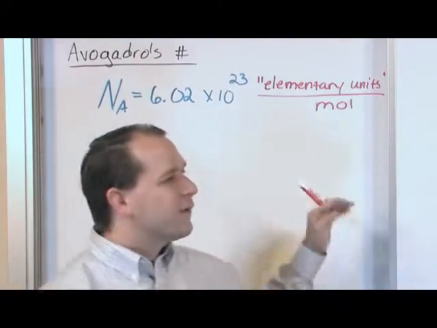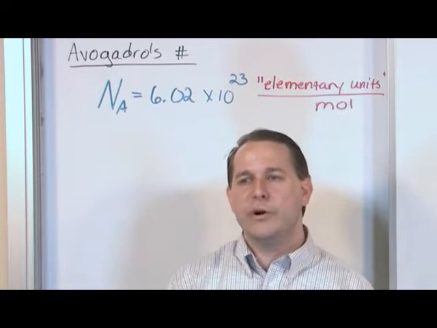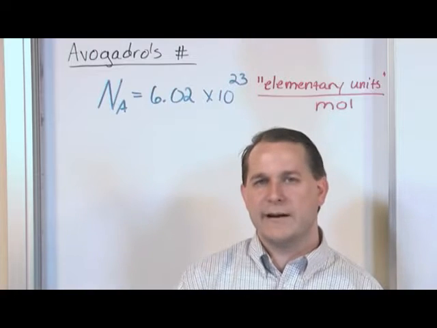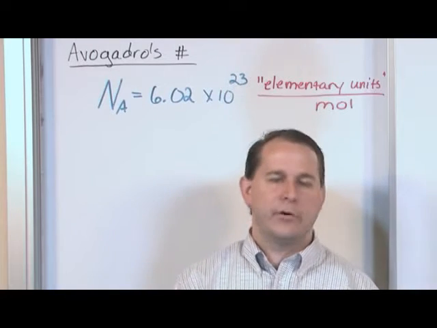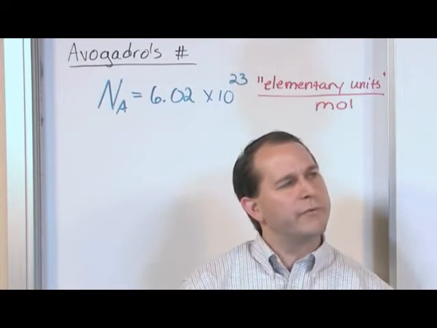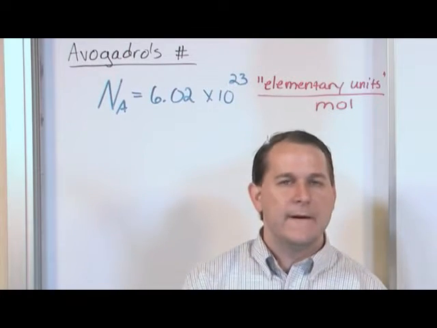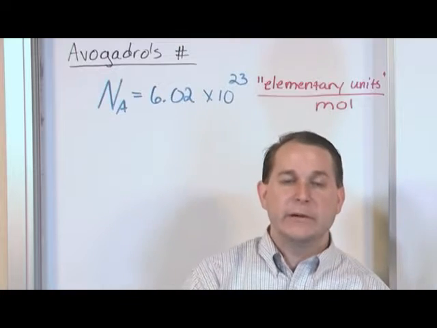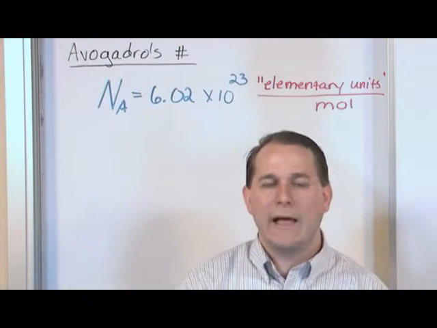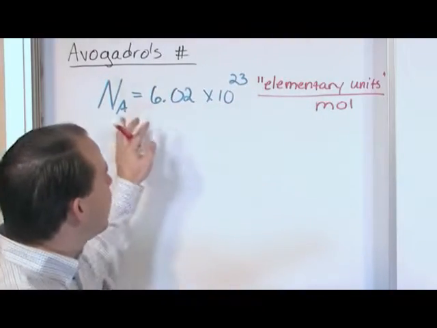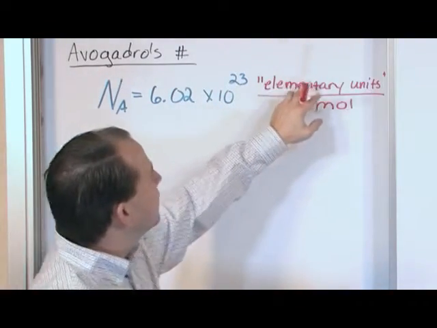6.02 times 10 to the 23rd is a number that has become so ingrained in chemistry and so useful that frequently you don't even talk about molecules. You say, give me 2 moles of sodium chloride, or give me 2 moles of hydrogen, or give me 16.5 moles of calcium, right? That's very common. And so you frequently deal with the mole as an amount of a substance. The reason you can do that is because a mole is defined to be so many elementary units.